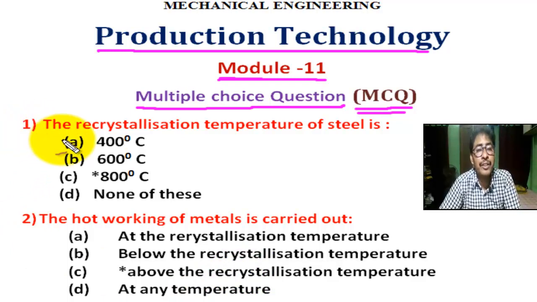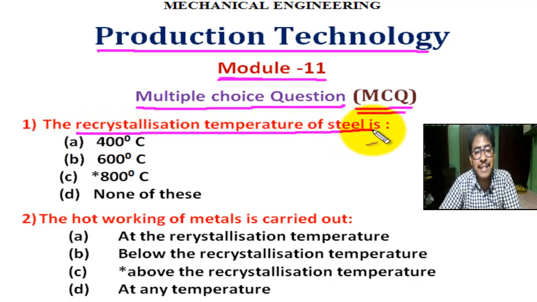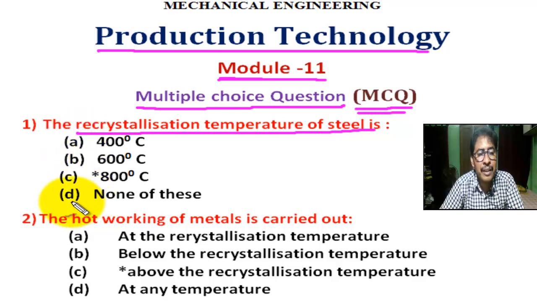Question number 1. The recrystallization temperature of steel is the temperature at which new spherical structure of material first begins to form from the old deformed one. The recrystallization temperature of steel is, there are 4 options. Correct answer is C, 800 degrees centigrade.